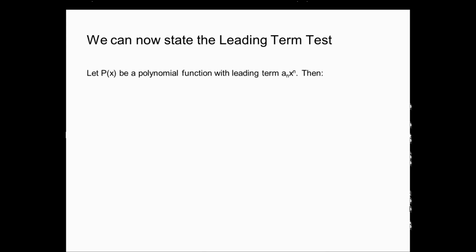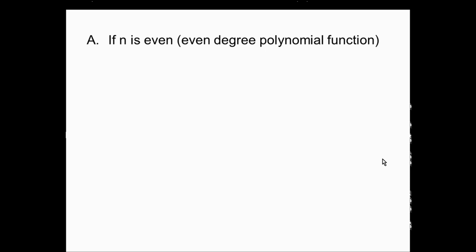Okay, we can now state the leading term test. Let p of x be a polynomial function with leading term a sub n x to the n. I actually had to give it a name so we could talk about stuff with it. Then we have two cases, and each one of the two cases has two subcases.